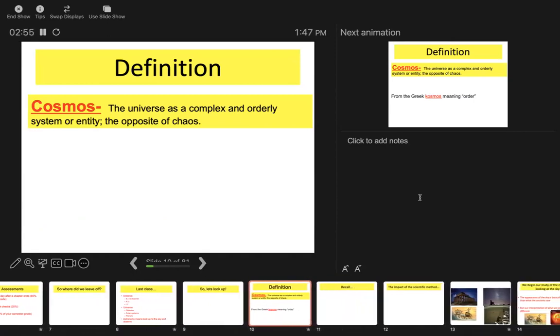The universe, which is everything, as a complex and orderly system. The universe just says everything. But there's an order to things. There's something going on up there, right? There is almost a mechanical movement to things up there. And if you apply order to this universe, you get this idea of cosmos, right? It's the opposite of chaos.